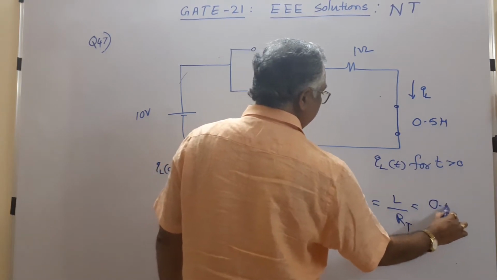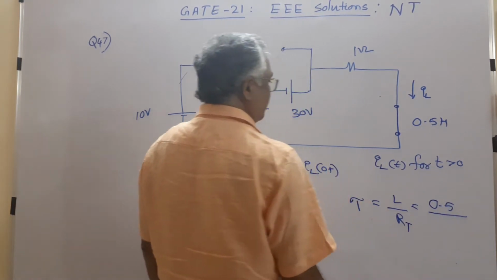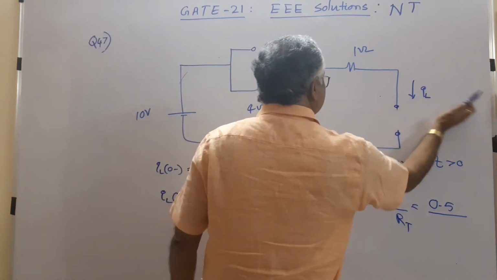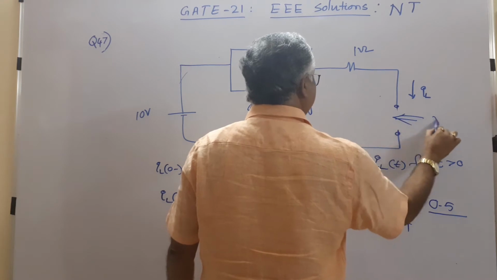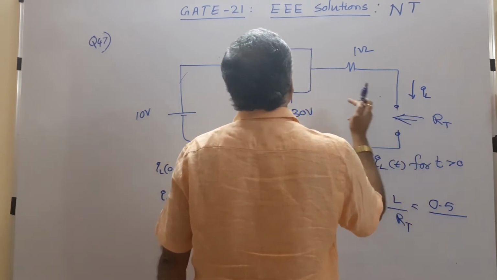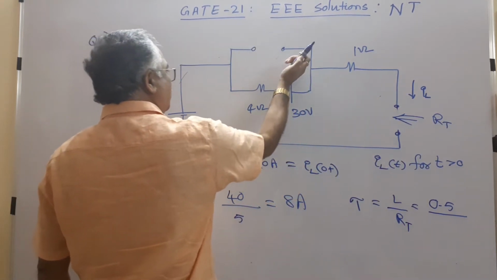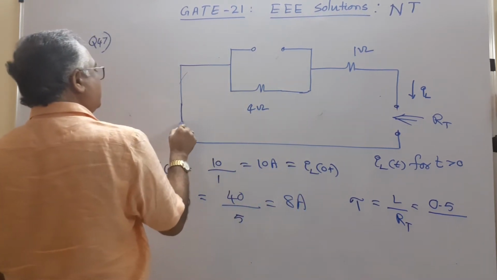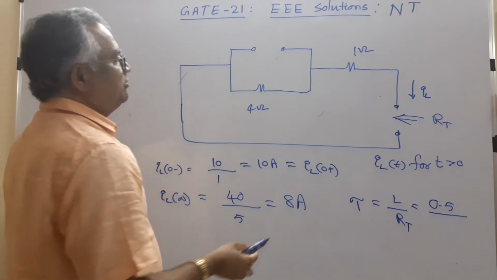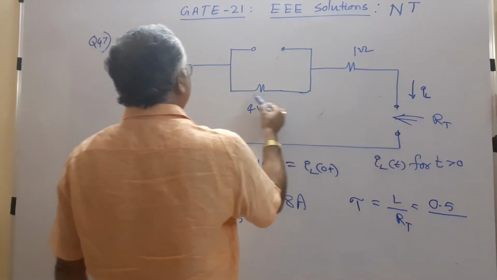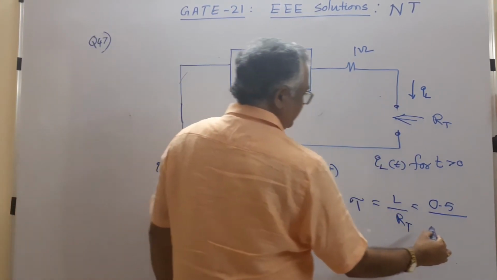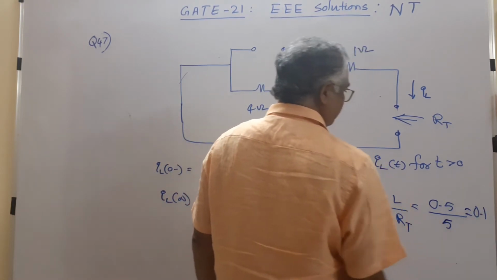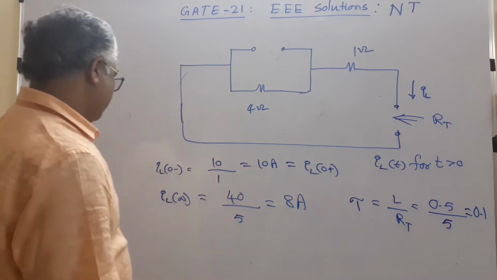What is L? 0.5. R equivalent looking from the inductor, when the switch is open and all voltage sources are shorted. So again, what is R equivalent? Looking from here, 1 ohm, 4 ohm. It is 5. So tau is 0.1.